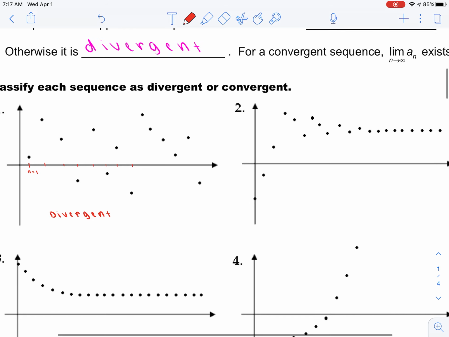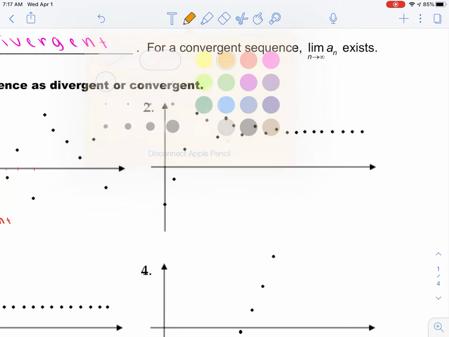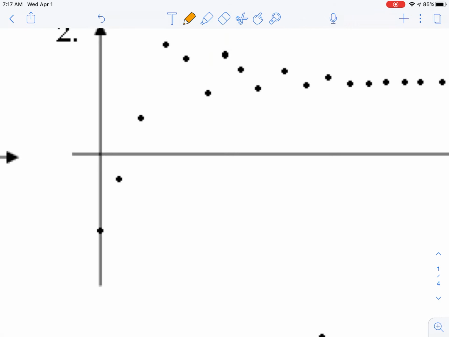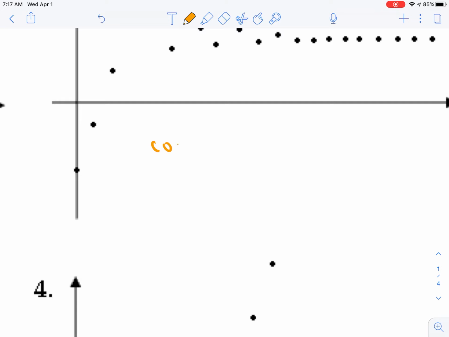Whereas if you look at problem 2, notice what appears to be almost like a horizontal asymptote. If you look at each of the different terms of this sequence, you can see that we go up, down, but then it all starts to approach this specific value. You're going to see that it's leveling off at a specific value, and we call this convergent. It's converging to a specific value.